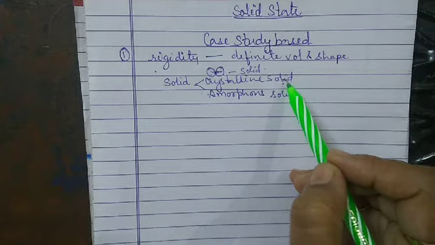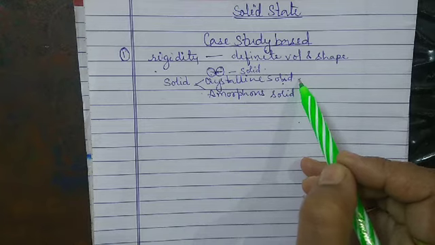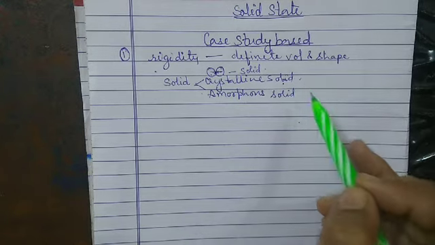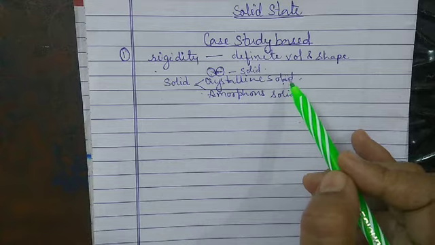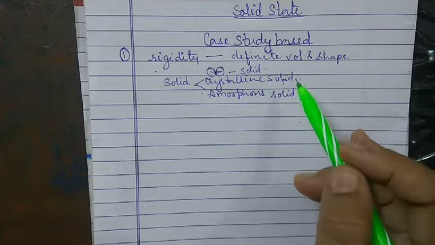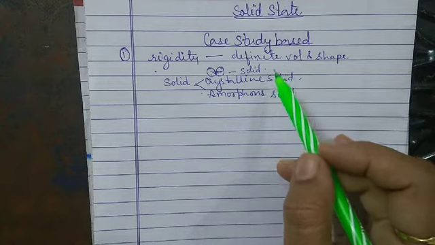Crystalline solids have a regular orderly arrangement of the particles. We all know very well, and they have a definite geometric shape, they have a sharp melting point, and they have a definite heat of fusion, and they are anisotropic and undergo clean cleavage.